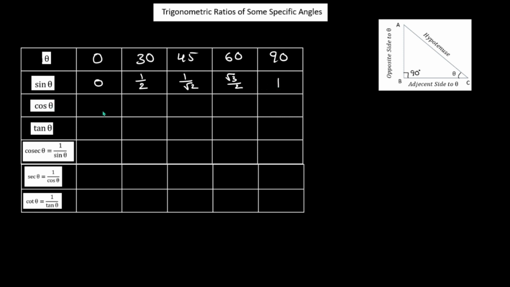So how do you get this cos? I said that if you remember only one, you will get everything else. So how do you know cos? So it is 90 degrees. Let's take this angle theta.